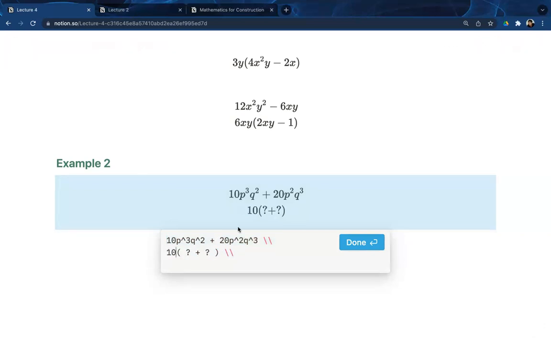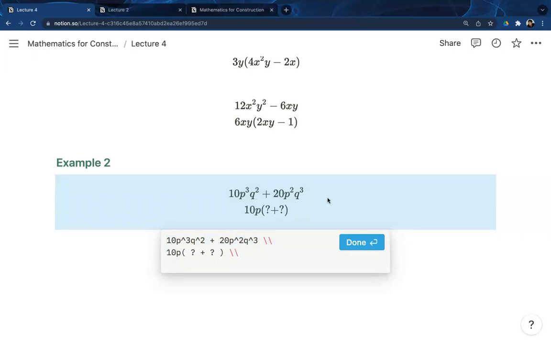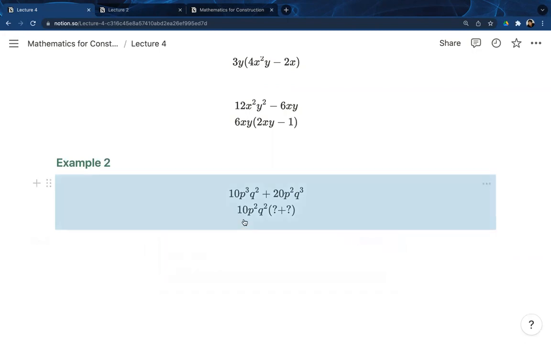What were the letters? Is P common? Yeah. Is Q common? Yeah. What was the lowest power of P? Squared. And what is the lowest power of Q that you see? Square. Right. So that's the HCF. Now, if that's the HCF, what goes inside the bracket so that I will get back this original expression up here?